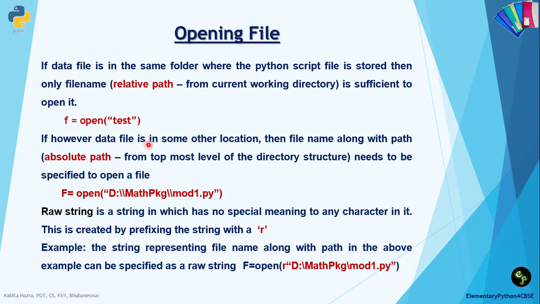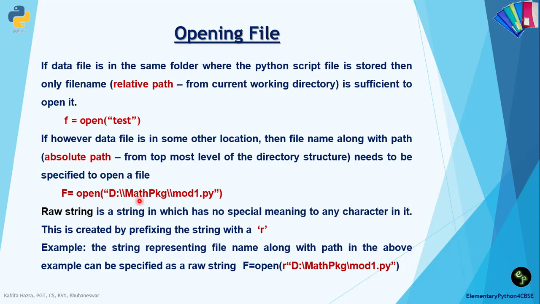However, if the data file is in some other location than the Python script file, then we have to specify the full path, that is the absolute path. It starts from the topmost level of the directory structure, that is from the disk drive. For example, to open a file, say mod1.py in read mode, we need to specify its full path, which shows that it is in the map package folder of D drive.